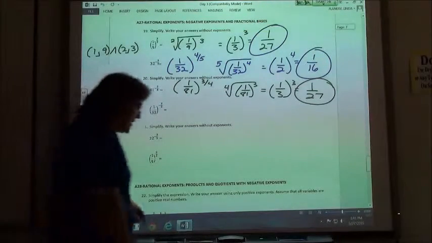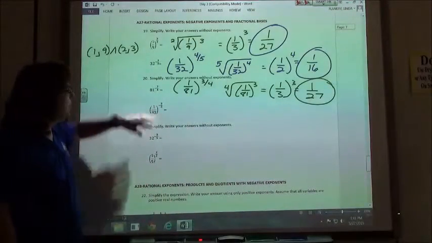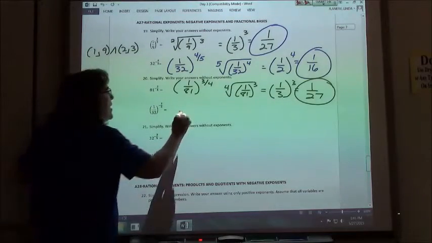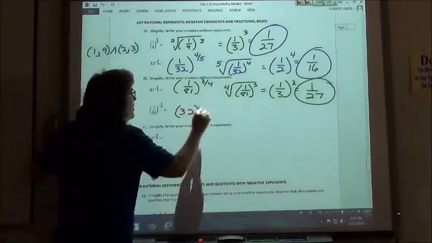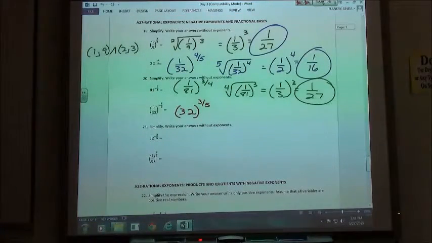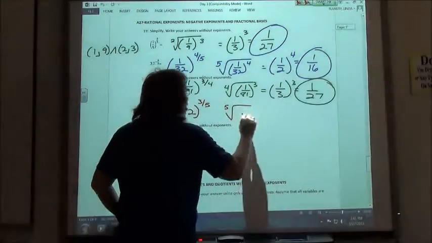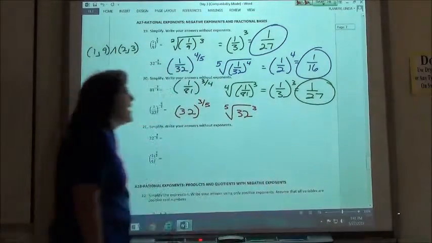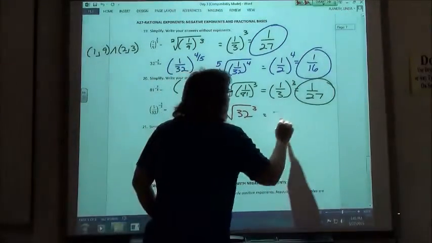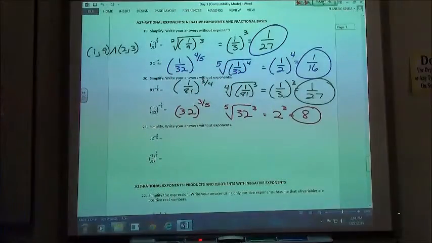Number 20, the second part, is the same kind of thing here. Again, I have that negative exponent, so I have to do the reciprocal. The reciprocal of 1/32 just makes this 32 to the 3/5 power. Again, I really don't need the parentheses, but hey, I put them there. So I'm going to do the 5th root of 32, and then I'm going to cube that answer. The 5th root of 32 is 2, and 2 cubed is going to give me 8 for my answer.